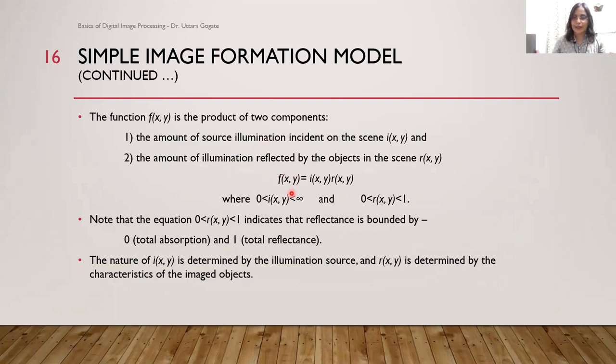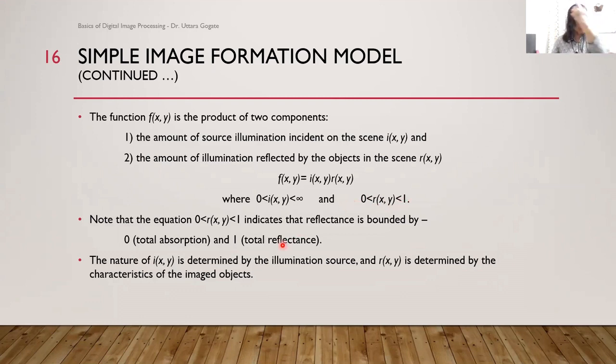And that's why this particular function f of x comma y, as we are telling, is a product of these two terms, I of x comma y into R of x comma y, where I of x comma y, as we have already seen, is finite and non-zero, and that's why 0 is less than I of x comma y is less than infinity. And we have seen R is in between these two, total absorption and total reflection. That's why 0 is less than R of x comma y is less than 1.